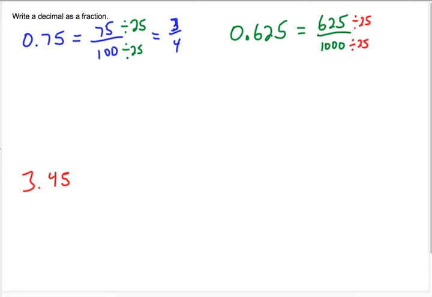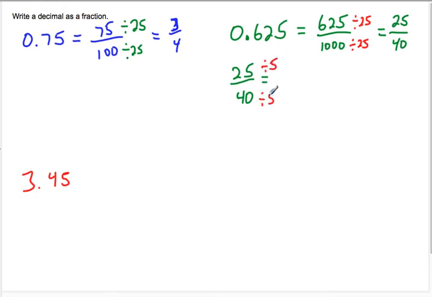So what's 625 divided by 25? 25, I think. And 1,000 divided by 25 is 40. And I think we can reduce some more, so let me get some more room by bringing it down here. 25 over 40. Let's see. I can divide them both by 5.